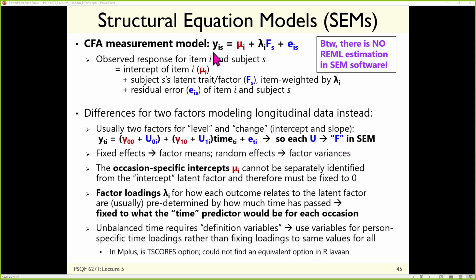So a measurement model, for instance, that would describe how an item is measuring one or more latent factors would look like this. This mu-looking thing here is the item's intercept. Lambda is a slope that multiplies a factor, which is a subject-specific quantity, and then E is the same in terms of our residual. I is for item and S is for subject in this notation. I is for person and T is for time down here.